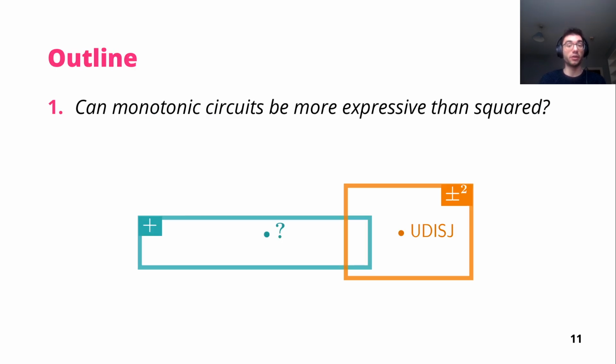Back to our work, we ask the converse. Can monotonic circuits also be more expressive than squared ones? In our diagram, this is equivalent to asking whether some distributions can be modeled by monotonic circuits of polynomial size, but not by squared circuits. In our work, we find such distributions.